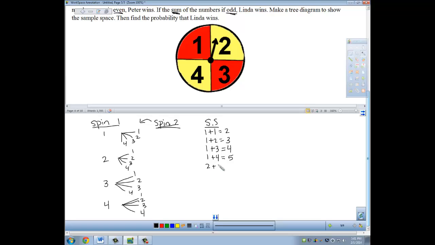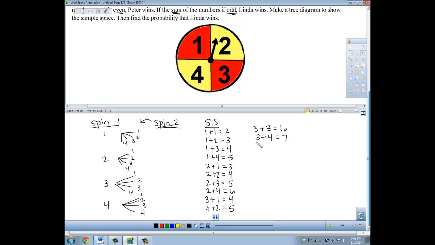2 the first time, 1 the second time, 3. 2 the first time, 2 the second time, 4. 2 the first time, 3 the second time, 5. 2 the first time, 4 the second time, 6. That's all I have for 2. Okay, so 3 the first time, 1 the second time, it's 4. 3 the first time, 2 the second time, it's 5. 3 the first time, 3 the second time is 6. 3 the first time, then 4 the second time, 7.